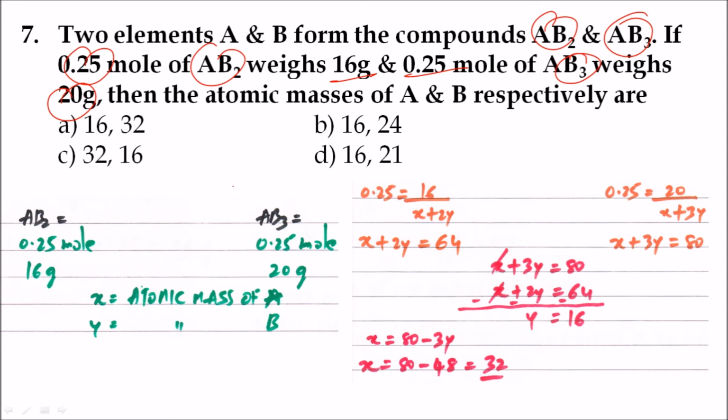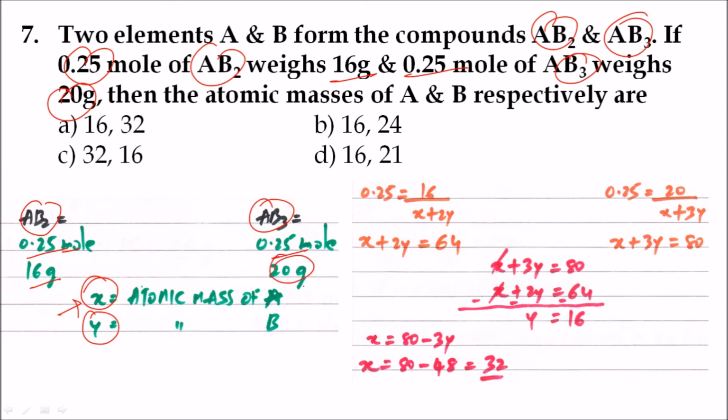So I have taken the atomic mass of A as x, that's an assumption I made, and y is taken as the atomic mass of B. So it means we need to find x and y. The first molecule given is AB2, the second molecule is AB3. Now if we take AB2, 0.25 mole of AB2 will weigh how much? 16 gram, and 0.25 mole of AB3 will weigh 20 gram, right?